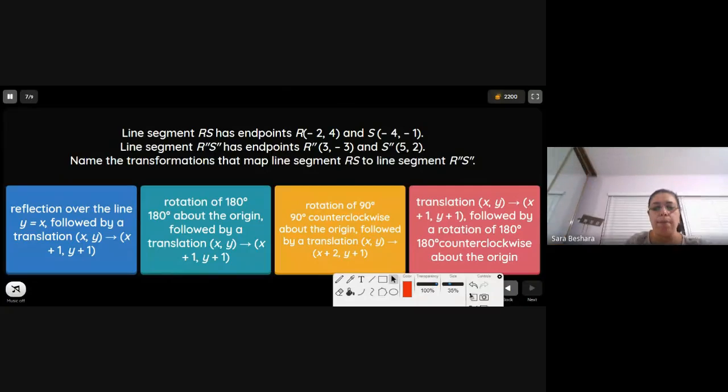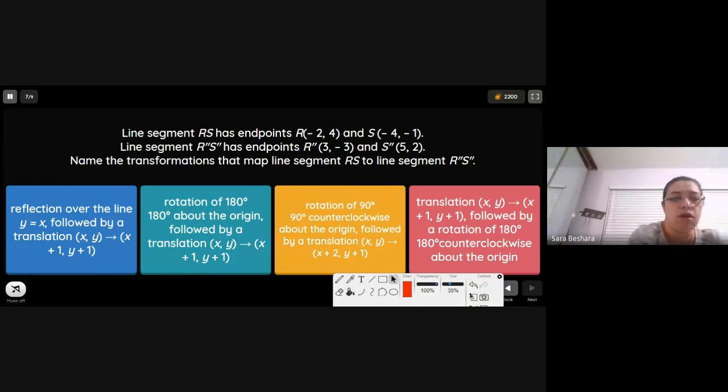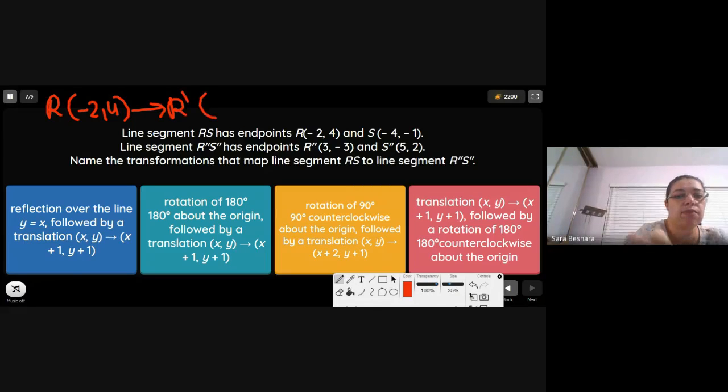So I think in this particular reflection, R right here is -2 and 4. Apply the first transformation to get R prime, a reflection over y equals x, which means that we flip the y and the x. So it would be 4 and -2, no change in the sign at all.